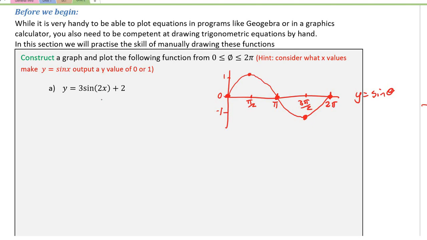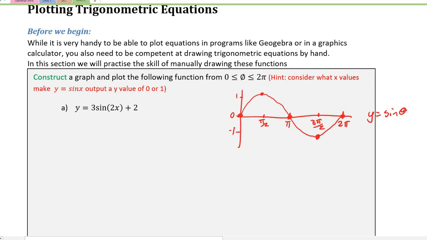Yeah, so cos is the same, except it starts at 1, and then it goes to 0, and then -1, and then 0, and then back up to 1. So it would just be shifted to the left a little. Okay. Guys, what transform do we want to do first?